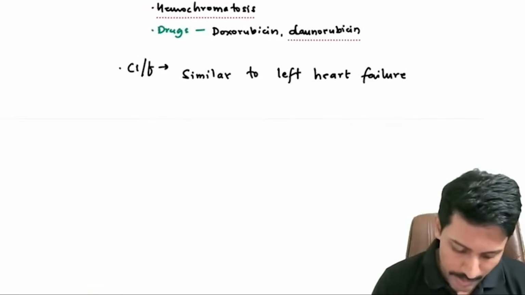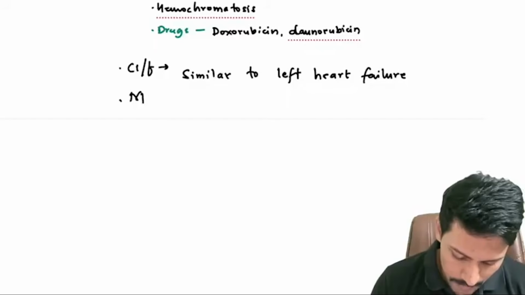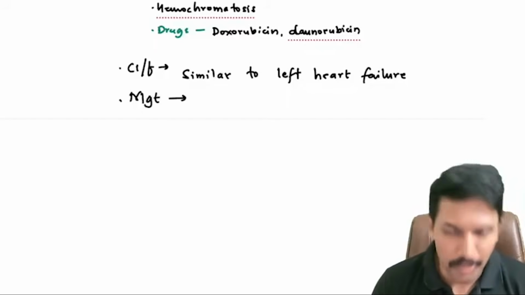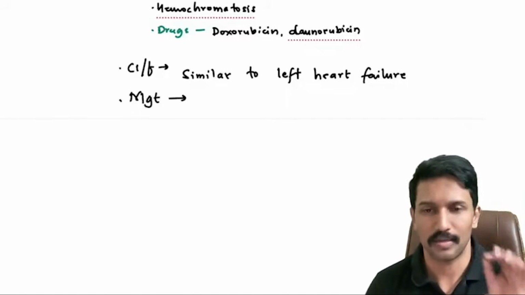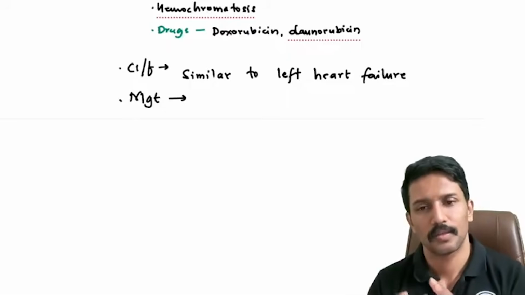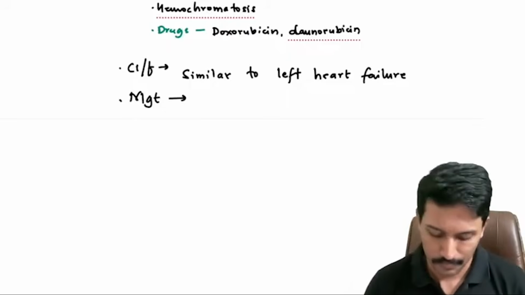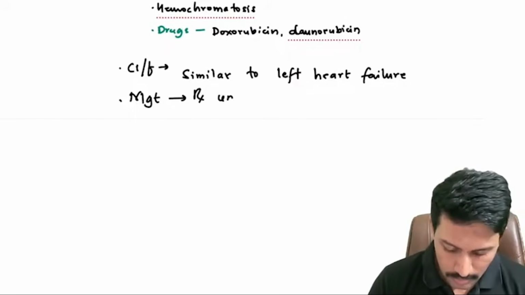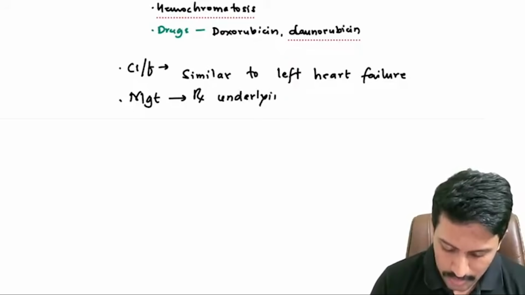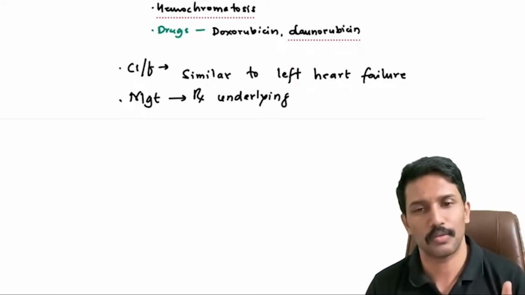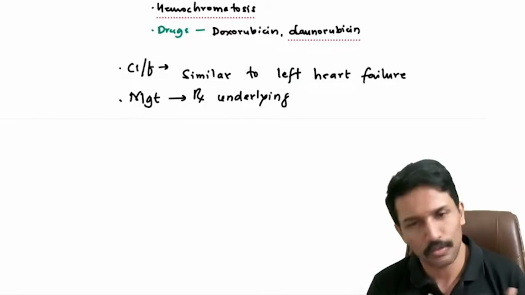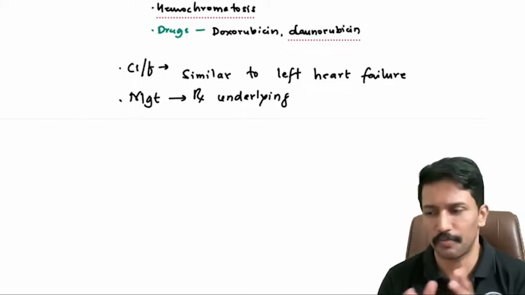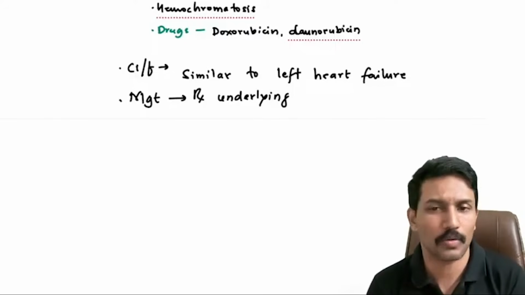So in terms of management, again, for all cardiomyopathies, just mention two statements: treat underlying cause and treat heart failure. So treat underlying cause. What is the underlying cause? Alcohol is the most common cause, so try to do a de-addiction service for the patient, refer to a psychiatrist, let him try to come out of alcohol.